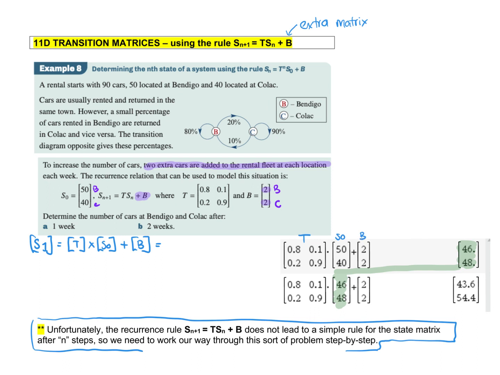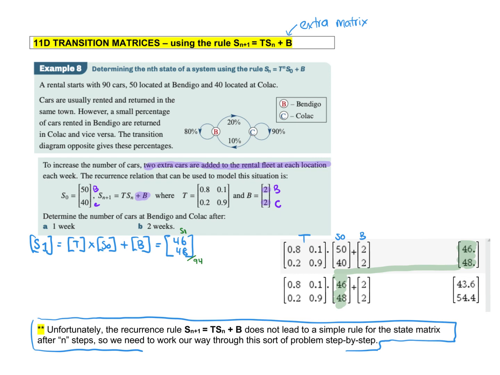When I do that, I end up with 46, 48. So really what I've found there is S1. If you add those two numbers together, do we get 94? We do, don't we? If you add 46 and 48, you get 94. Yeah, you do. So that made sense, because that's what we thought.